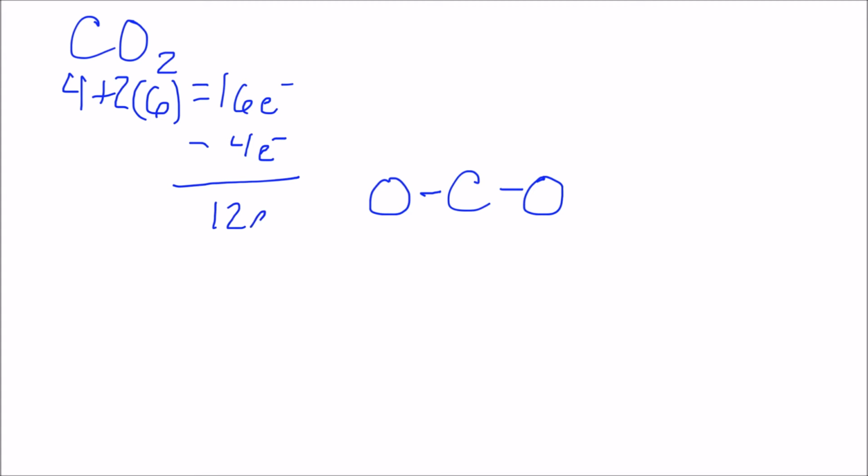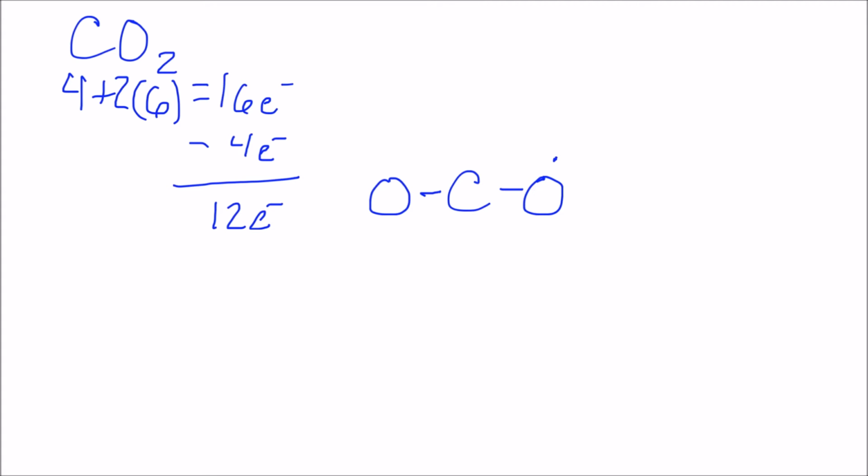So we have 12 electrons left to play with. We have to take those 12 electrons and put them around our molecule, but we start by putting them on the more electronegative element. Oxygen is more electronegative than carbon is, so we're going to start putting electrons on the oxygens.